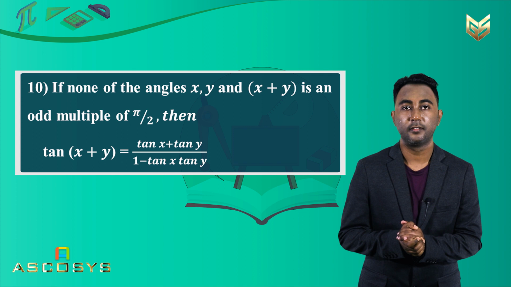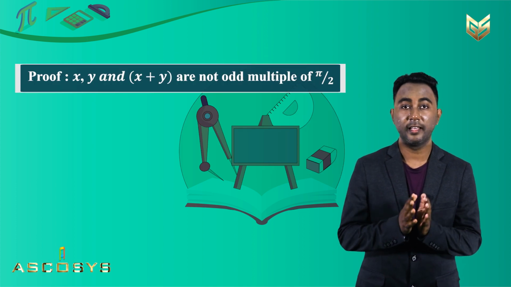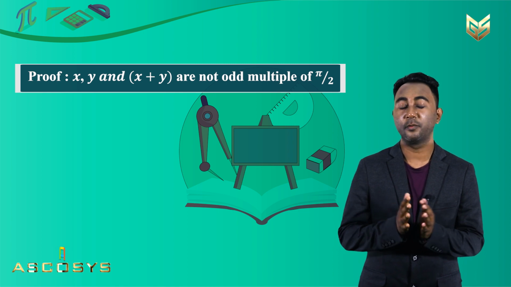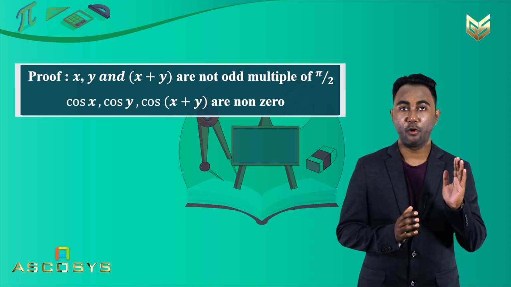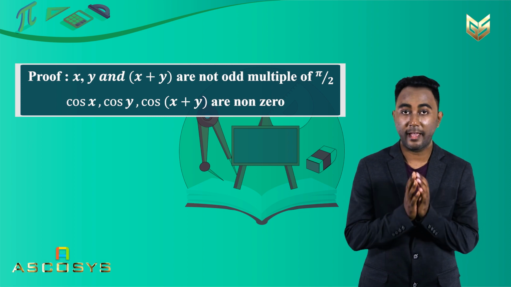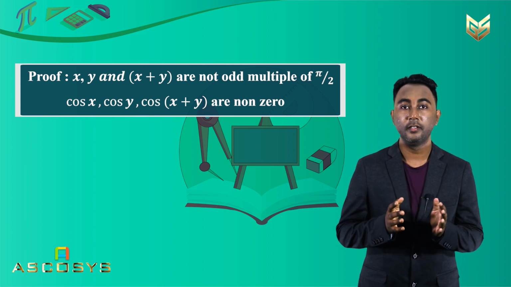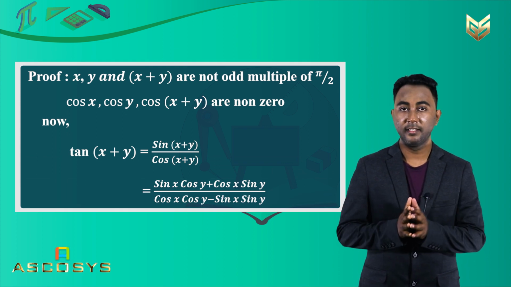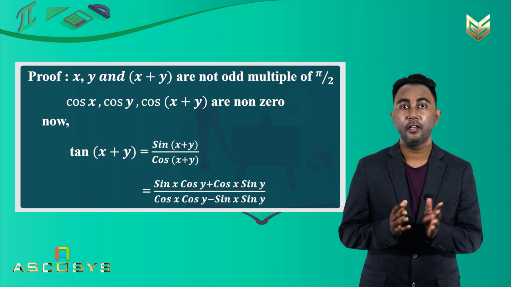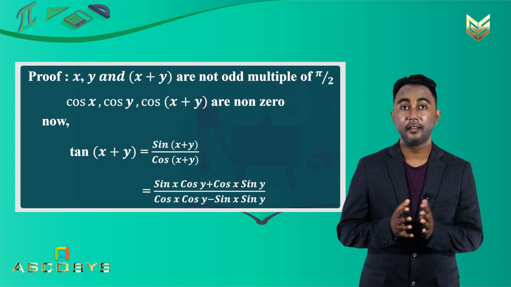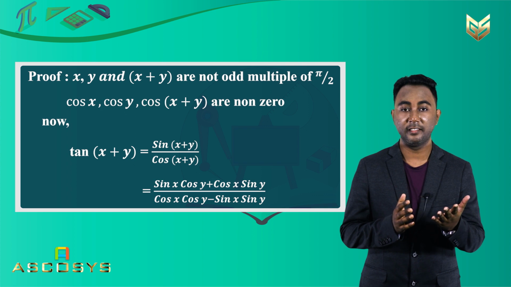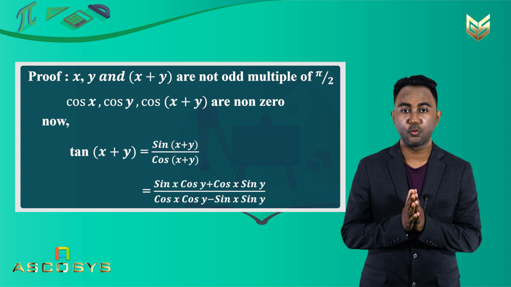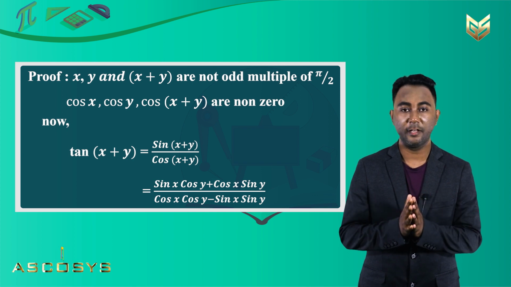Let's prove this. Since the problem says that x, y and x plus y are not odd multiples of pi by 2, hence we know cos x, cos y and cos of x plus y will not be equal to 0. Now we can write tan of x plus y as sin of x plus y divided by cos of x plus y. And again, we know because of our previous identities, sin of x plus y can be written as sin x cos y plus cos x into sin y.